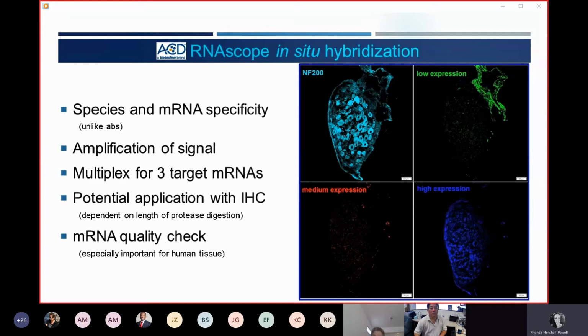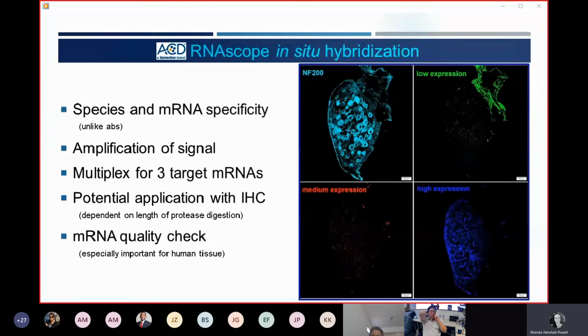This is how it works. It's a quality control, positive control cocktail. The cocktail contains probes against 3 housekeeping mRNAs that vary in their degree of expression. On the right here, you can see a low expressing housekeeping mRNA, a medium, and then a high. Using this, you can also optimize that protease digestion to try to get that nice IHC label, which we're showing here with Neurofilament 200. This is a mouse dorsal root ganglion.